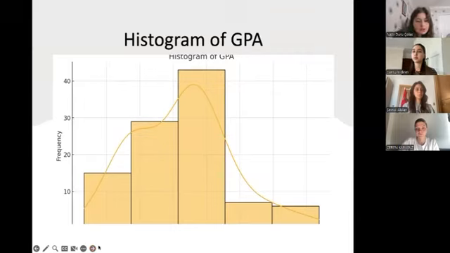This histogram shows the distribution of GPA among students. A large proportion of GPAs are concentrated between 2.6 and 3.2. The distribution appears approximately normal, which supports the use of parametric tests.